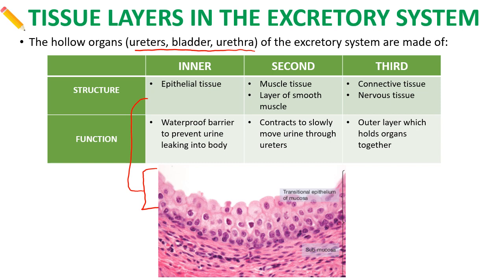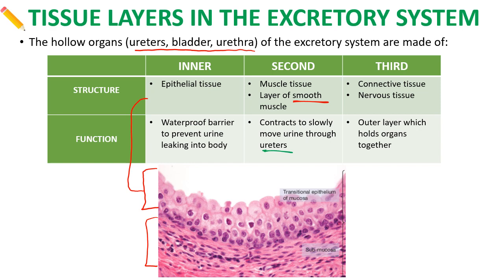The second layer further out in the tube is made of muscle, and it's smooth muscle in particular. So just like the digestive system, smooth muscle we can't control. It's a subconscious muscle, and it slowly contracts, particularly in the ureters, to slowly push urine from the ureters down into the bladder. So a really similar process to peristalsis in the digestive system.